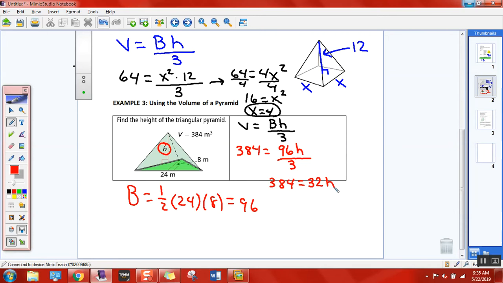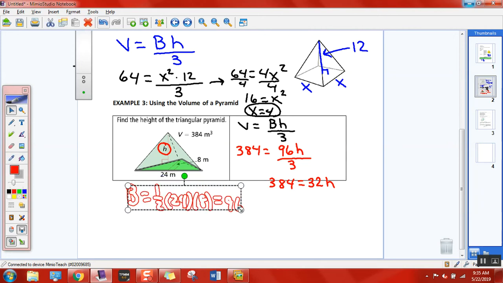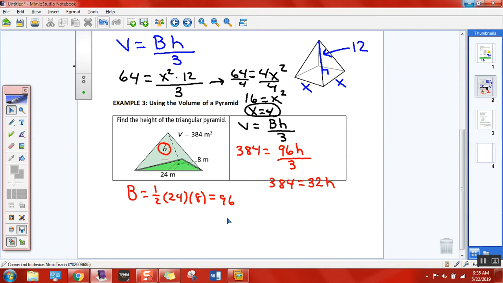Okay, you guys run the numbers. What do you guys get? 384 divided by 32. 12. Height's equal to 12. It's a linear unit. Everything was measured in what unit here, kids?